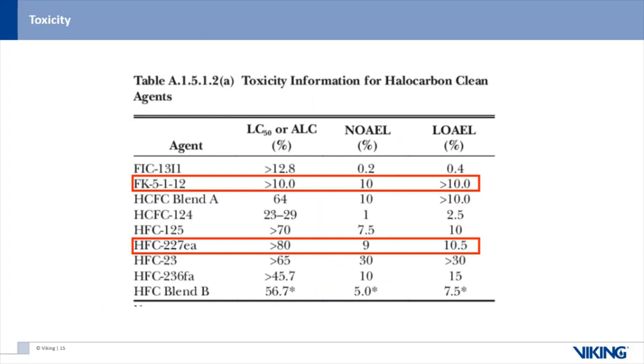Another agent that you can use with the Design Manager software is the HFC 227, and it has a NOAEL of 9. We're typically going to be designing at 7% design concentration for Class A fires here, and 7.3% for Class C. So we're below the NOAEL, and then we have the LOAEL, which is going to be at 10.5. So this is where we're going to have a lowest adverse effect level. There's going to be some type of impact. We're going to need to get out of that hazard during a discharge so we don't reach a lowest adverse effect level.